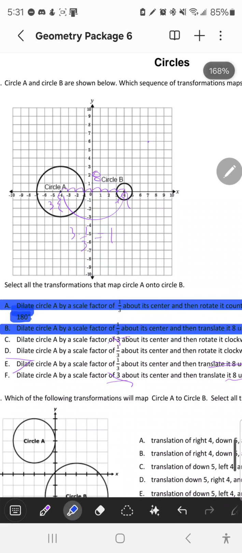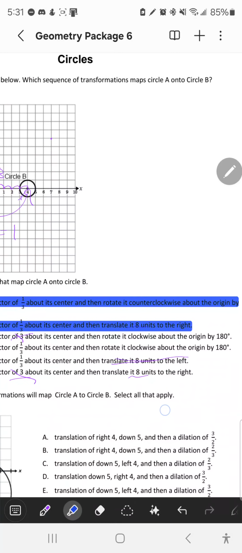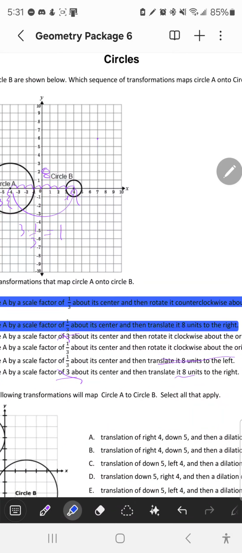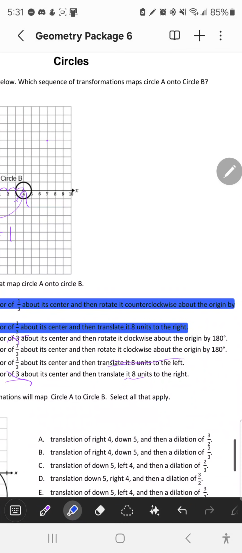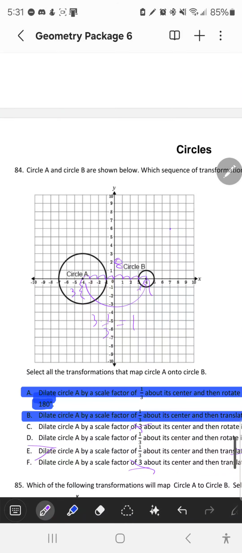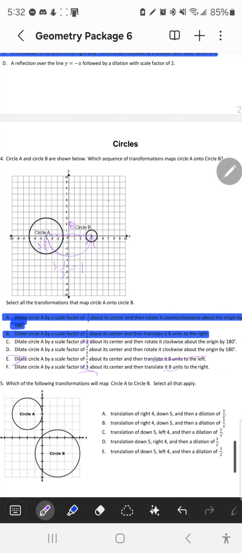Now let's see. Can D still be? And then rotate it counterclockwise about the origin. Oh, now I see it says clockwise. The thing about it is that clockwise and counterclockwise at 180 degrees are exactly the same. So if we are here and we go counterclockwise, it is exactly how I did it, and clockwise will be like this. We still get to the same place because it's 180 degrees. So this is also true.